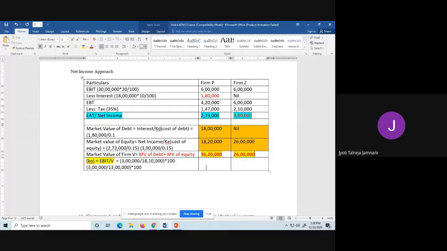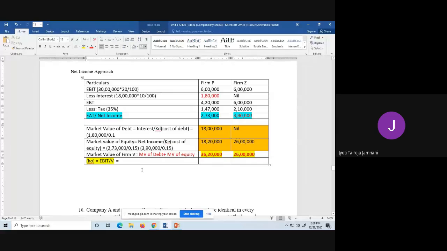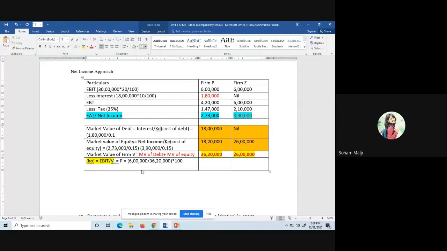So now let's find the overall cost of capital. The formula is K naught, that is weighted average cost of capital, is equal to EBIT divided by V. So we'll do it for firm P first. EBIT is 6 lakh divided by value of the firm is 36,20,000 into 100. 16.57%.